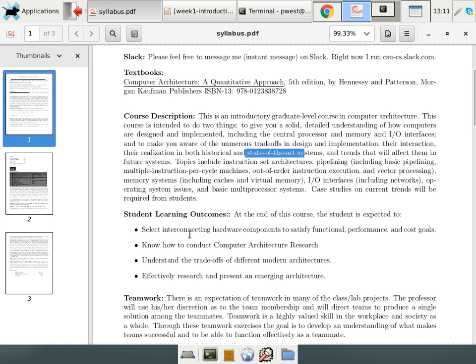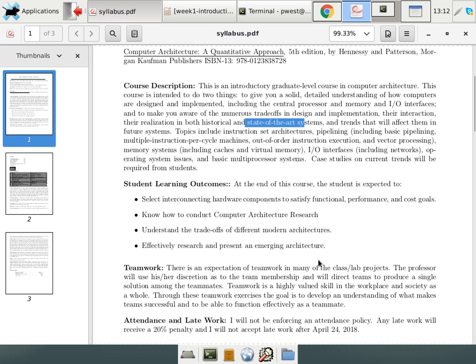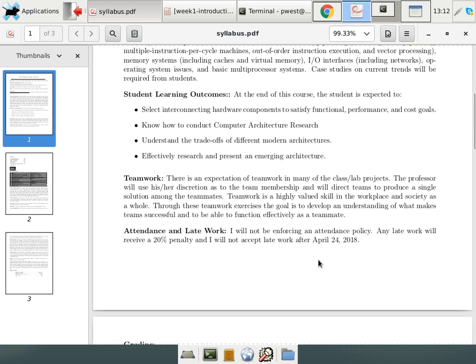When you're done here, hopefully you can select different interconnecting hardware components to satisfy some type of requirements, know how to actually do computer architecture research, which usually involves a ton of running simulations left and right. In here, you're actually going to be writing your own simulators, so that'll give you plenty of experience. Understand the trade-offs. A lot of times we can't have everything. We have to give up one thing for another, and that's a huge thing you must understand for architecture. And of course, effectively research and present.